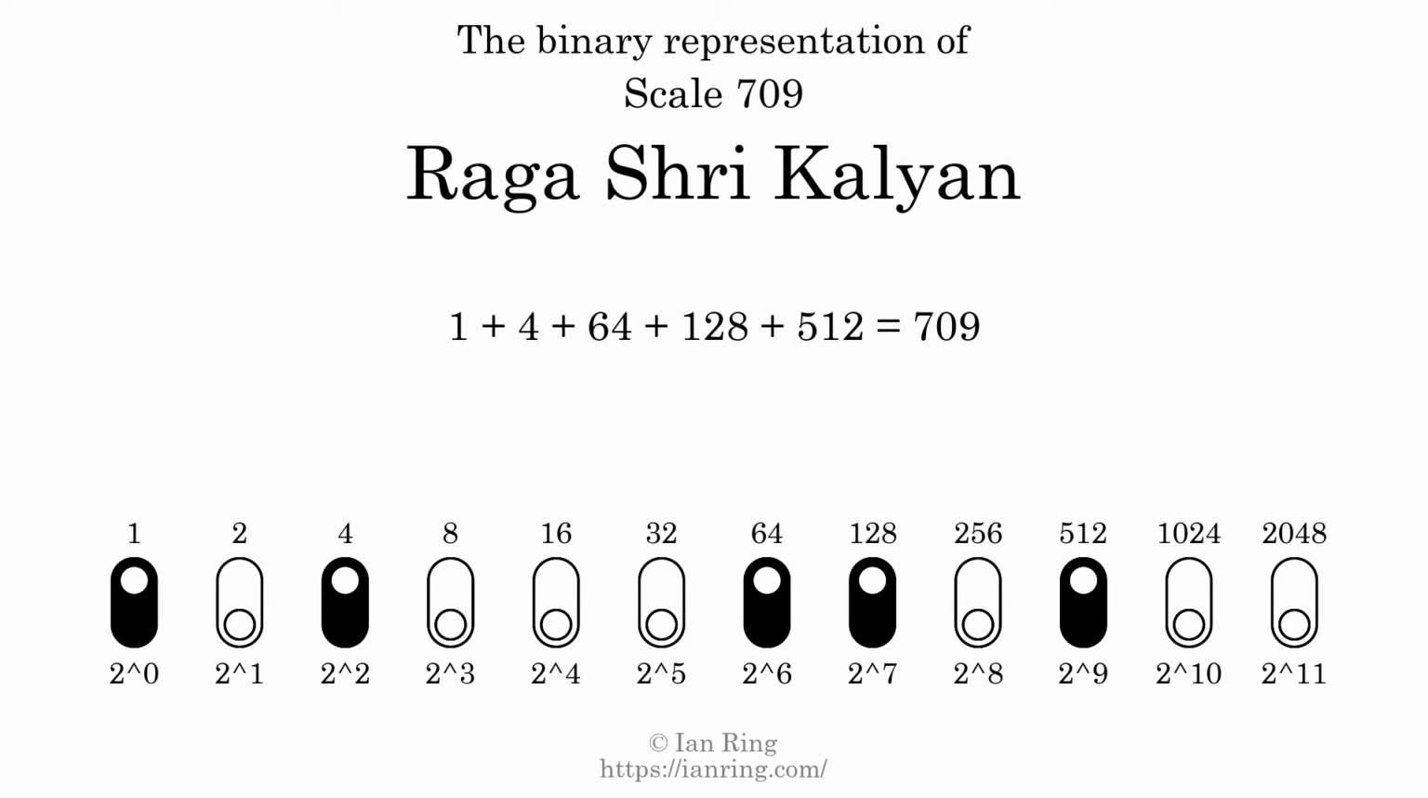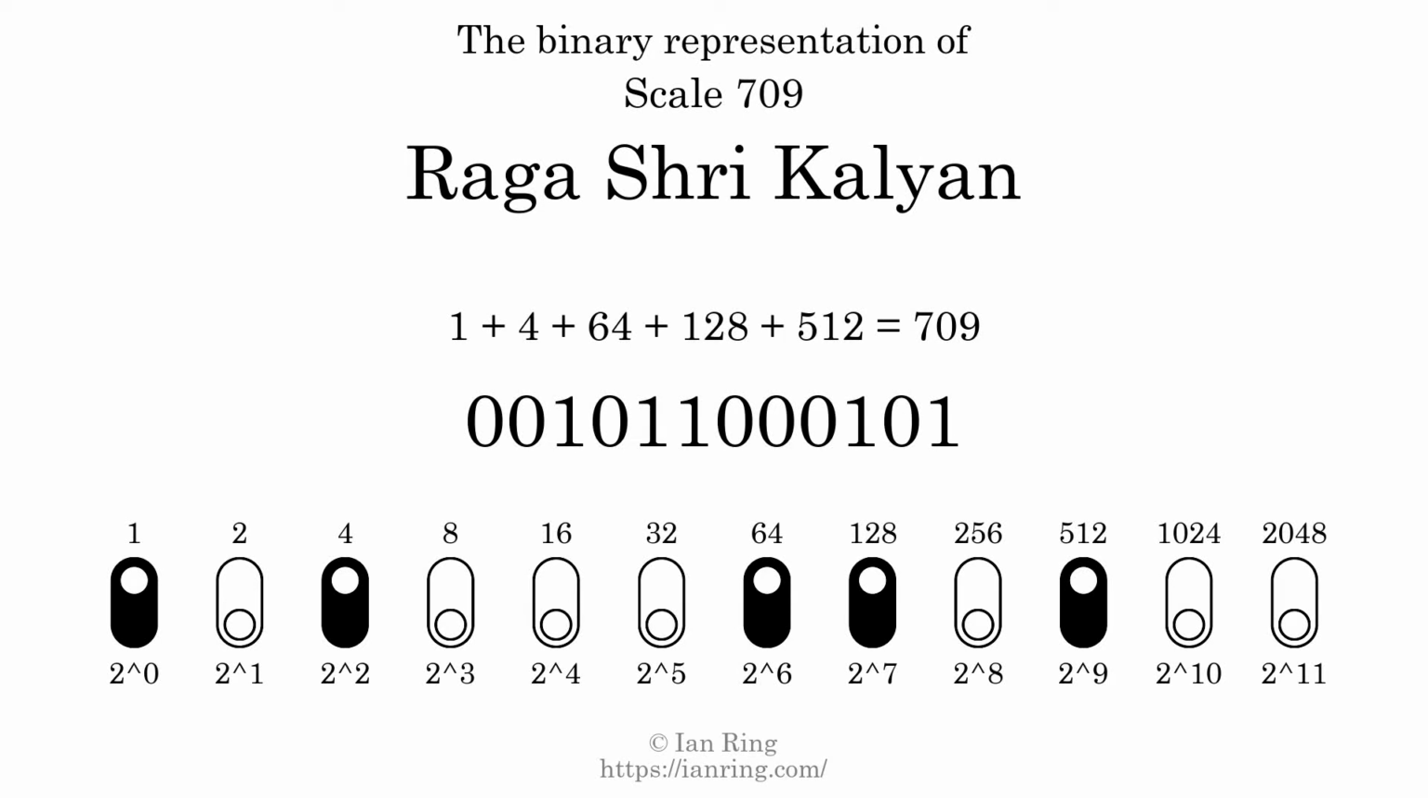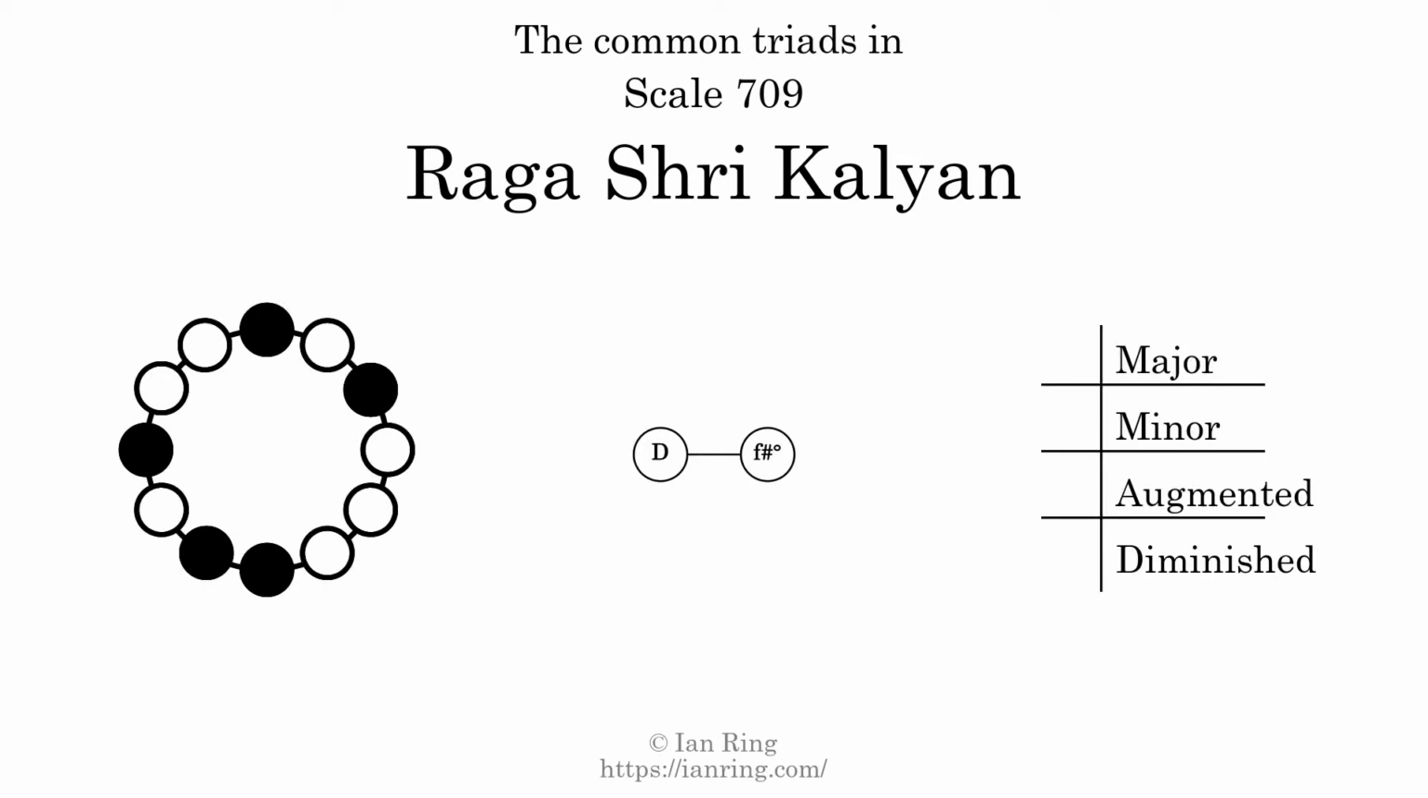The scale number not only enumerates the scale with a unique index, but it also literally describes the tonal content of the scale. Represented as a binary number in base 2, the scale number is 001011000101. Here are the common triads present in this scale.